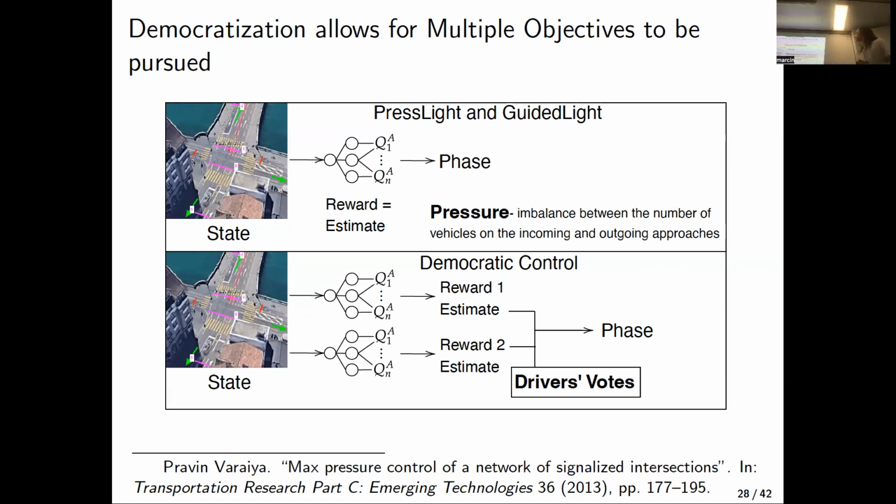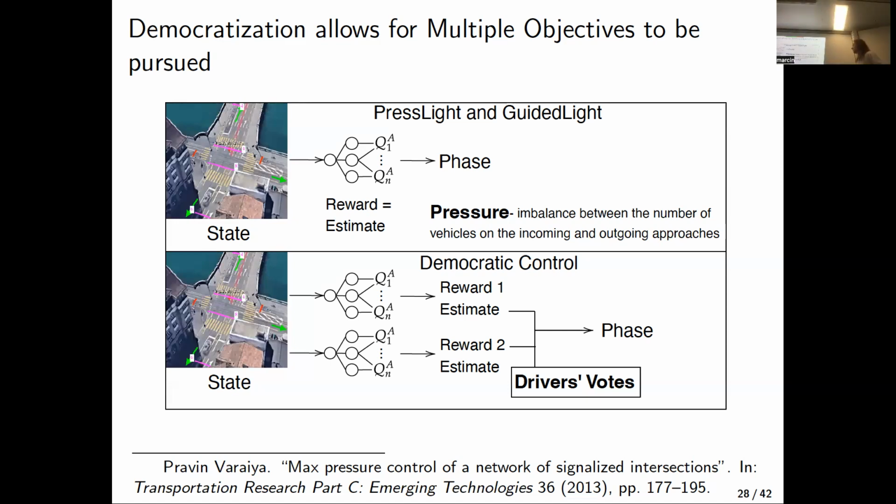but it works fairly well. And it's basically the imbalance between the number of vehicles on the incoming approaches and the outgoing ones. So you can imagine like the intersections just trying to balance out how many cars are waiting to go in and how many cars are kind of going out and then waiting on the next intersection, right? So that we don't push too many to one side because that would usually lead to congestion.